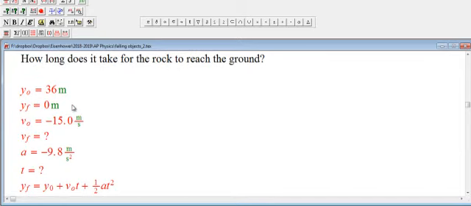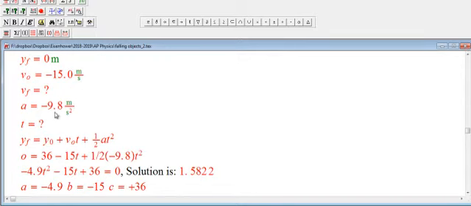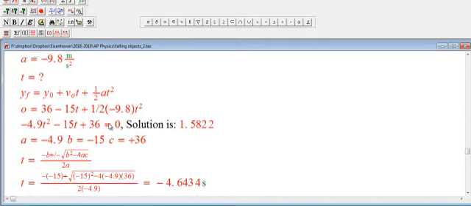I know y naught is 36, so I'm above the ground. My final position is 0. My initial velocity is negative 15 because I'm throwing it down. My a is negative 9.8. Since I don't have a final velocity or time, I'm going to use the first equation. Notice 36 is my initial position, negative 15 is my initial velocity, my a is negative 9.8.